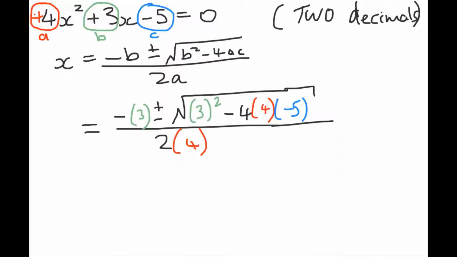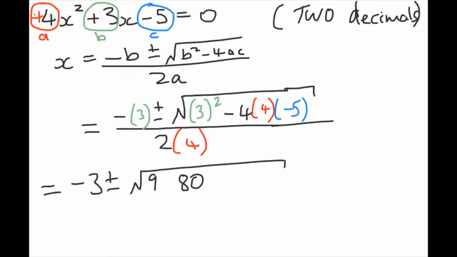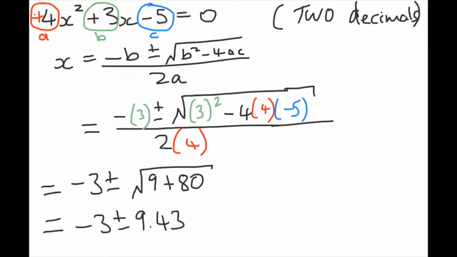So now you can just work it out. Minus 3, keep it like that, plus minus. Inside the bracket, you have 3 squared, which is 9. 4 times 4, that is 16. 16 times 5, that's 80. And a minus and a minus will be a plus. So we have minus 3 plus minus. 9 plus 80, that's 89. I'm just working it out on my calculator. And then the square root of 89 is 9.43.